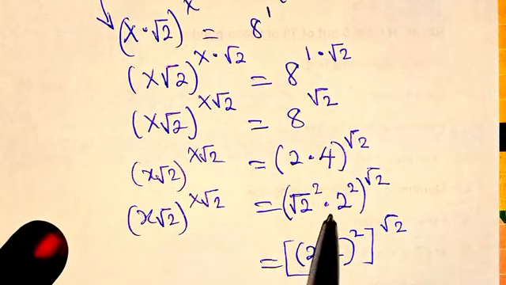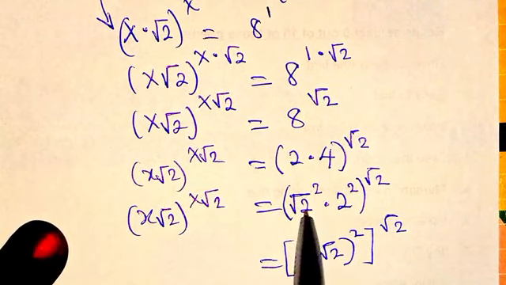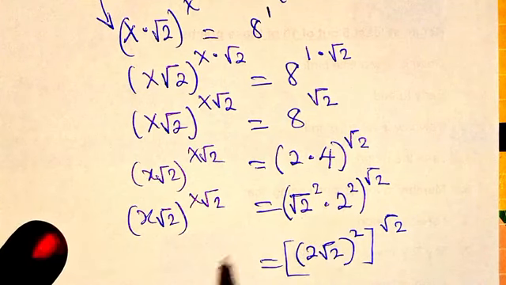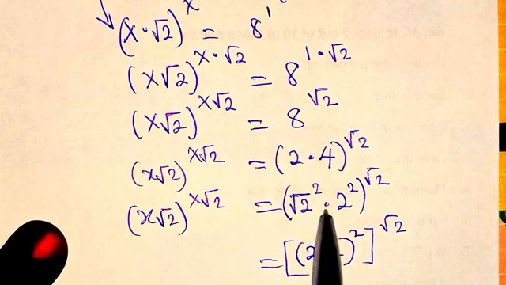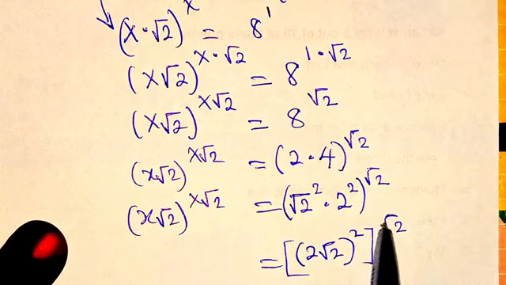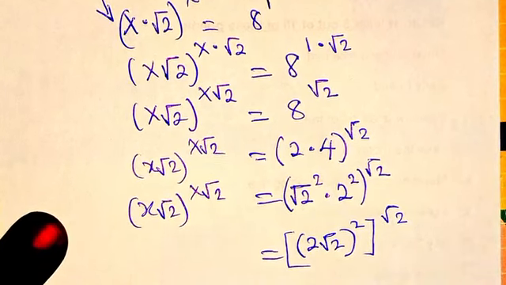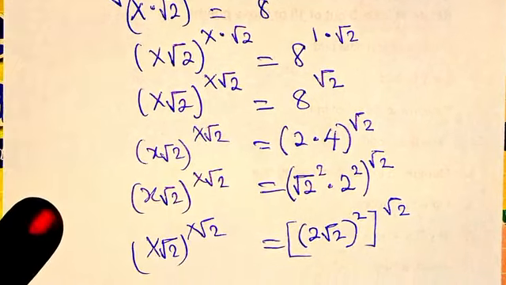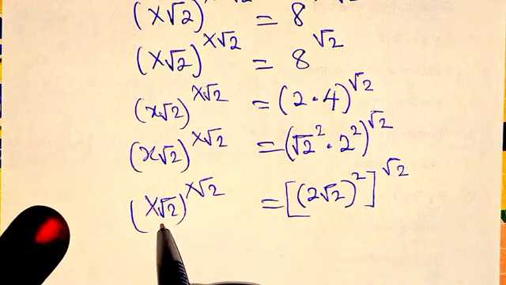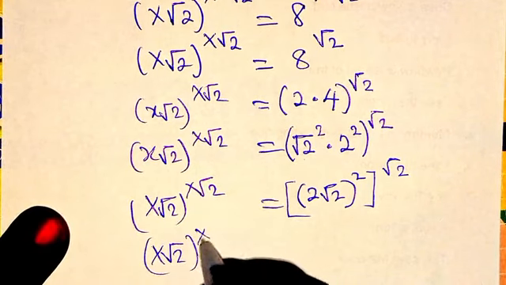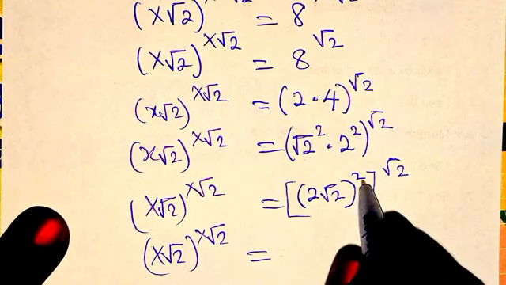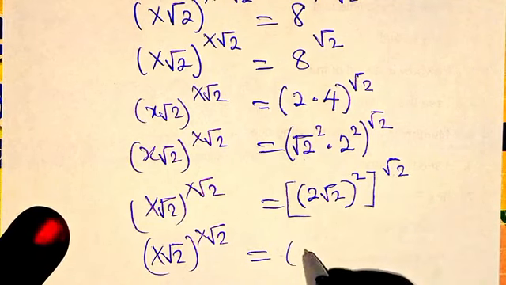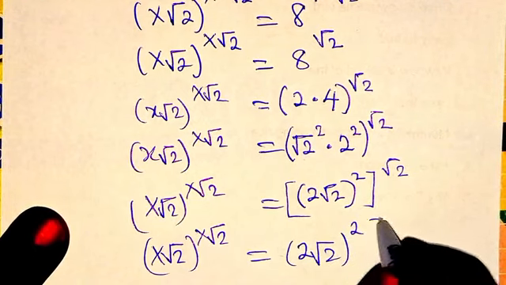Are you following? So what I said here is that we have root 2 squared and 2 squared, and they have the same powers. We can have 2 times root 2, then the power they have together, and the power we have there before. So now what are you going to do next? We can see x root 2 is a, x root 2 is a, so (x root 2) to power (x root 2) equals, now this power will multiply this power here, (2 root 2) to power (2 root 2).